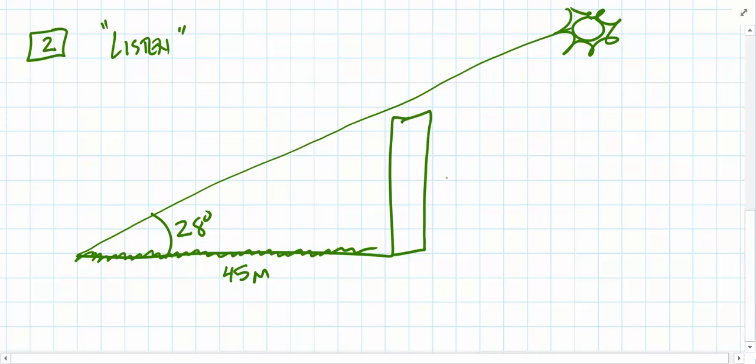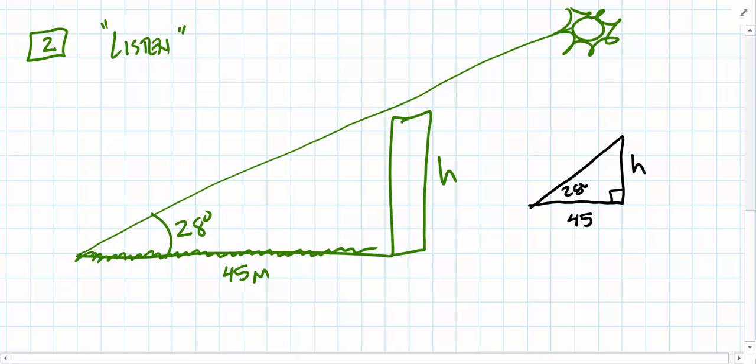H. So for all intents and purposes here, we have a very basic right triangle. This is 28 degrees. This is 45. This is a right angle because we're assuming the building is perpendicular to the ground. And then that's H.